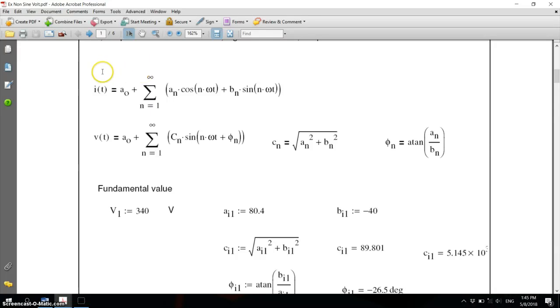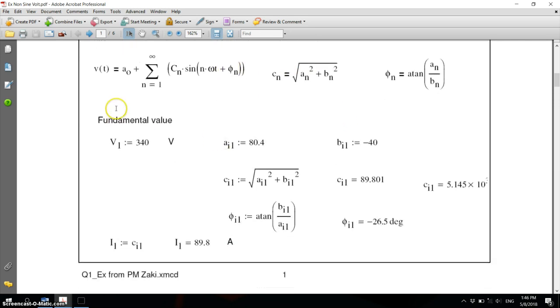There should be a naught over 2. There is a divided by 2 missing from the equation, right? So for this case, we don't have that a naught and v naught here. This term is 0, but you are given in terms of an cos and bn sine omega t, and for the voltage you are given in terms of cn sine omega t with the angle, and cn can be found by using this equation, which is the square root of an squared plus bn squared, and the angle can be given by inverse tangent of an over bn. Right, so solve for the voltage.